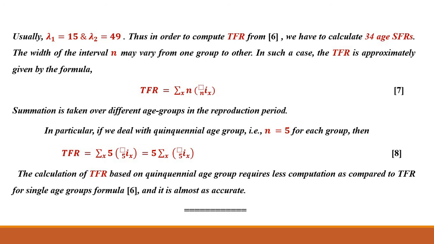In particular, if we deal with quinquennial age groups, that is, n equal to 5 for each group, then the total fertility rate will be equal to the summation over x of 5 into 5Ix, or 5 times the summation over x of 5Ix. The calculation of the total fertility rate based on quinquennial age groups requires less computation as compared to the total fertility rate for single age groups, and it is almost as accurate.